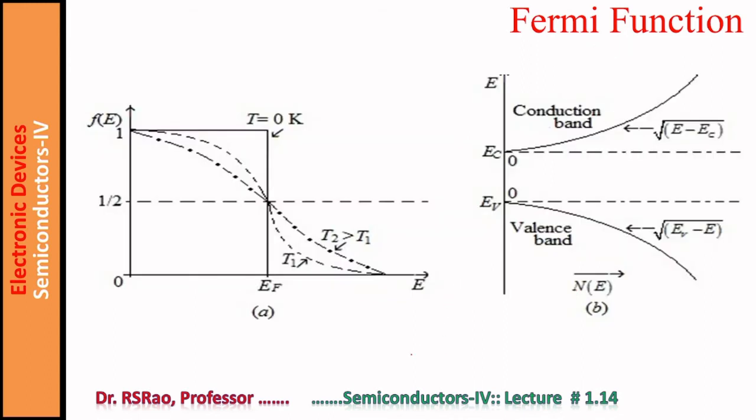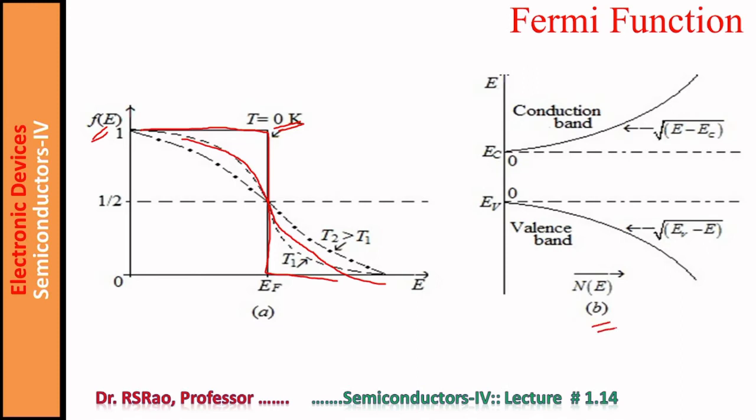Here is shown the Fermi function in A at 0 degree Kelvin, absolute 0 degree temperature, and at other temperatures too. At 0 degree Kelvin, you see it is a step. For T1, it is like this. For T2, which is more than T1, it is shown with the dot dash line.